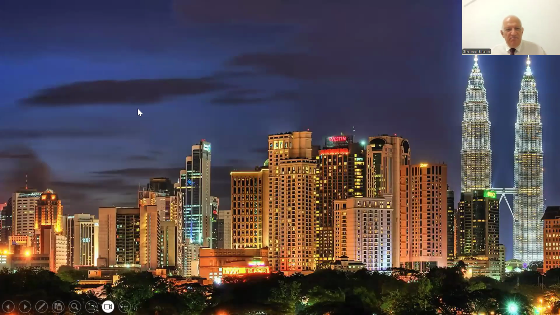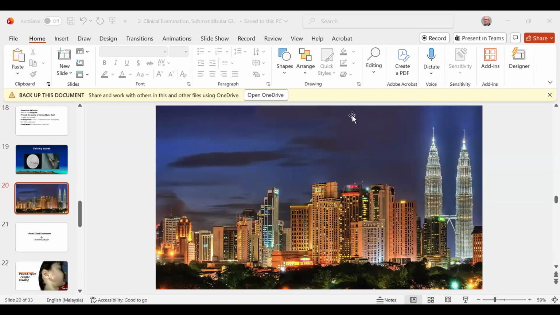So maybe if you are in the exam and he asks you to remove the submandibular salivary gland, where is the site of incision for the submandibular salivary gland? Where is the site of incision? Anyone? 2 cm below the mandible. Yes, Dr. Asma, this is 2 cm is the old guideline. It is maybe 4 or 5 cm.